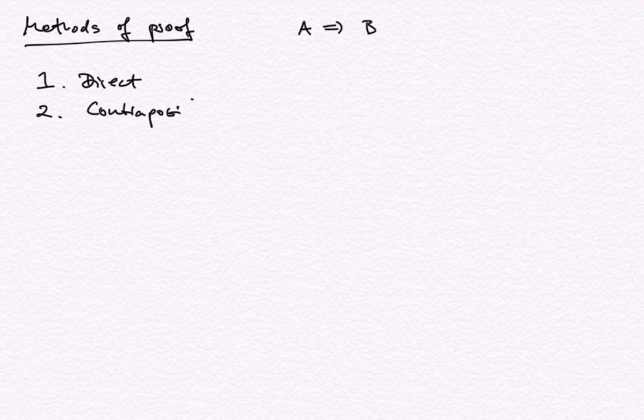So the good news is that the list is very short because we are usually concerned with statements of the nature statement A implies statement B. And there are only four methods to prove this statement that A implies B. These four methods are the direct proof, the proof by contraposition, the proof by contradiction, and the proof by mathematical induction.